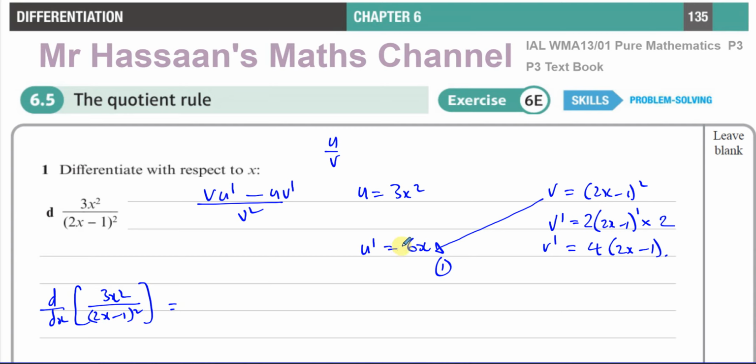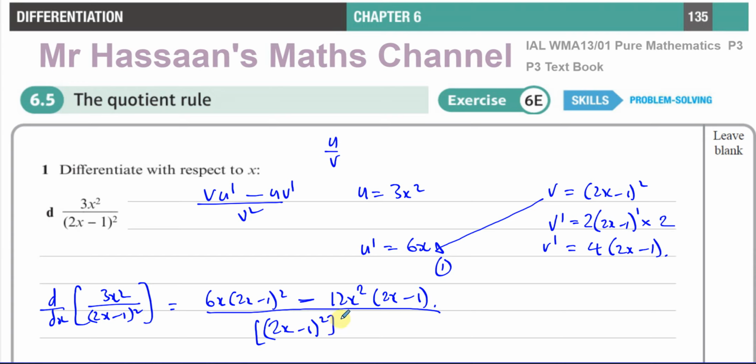So v times u dash, so that's 6x times (2x minus 1) squared, minus u times v dash, so that's going to be 3x squared times 4, that's 12x squared times (2x minus 1), over v squared. So it's going to be (2x minus 1) squared and then squared again. So it's like (2x minus 1) squared and then all of that squared again.